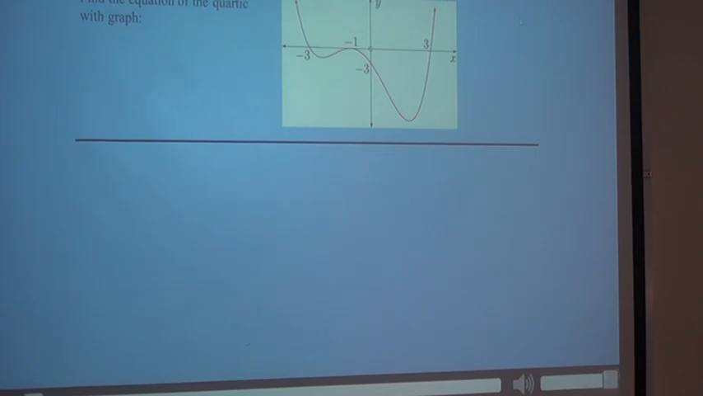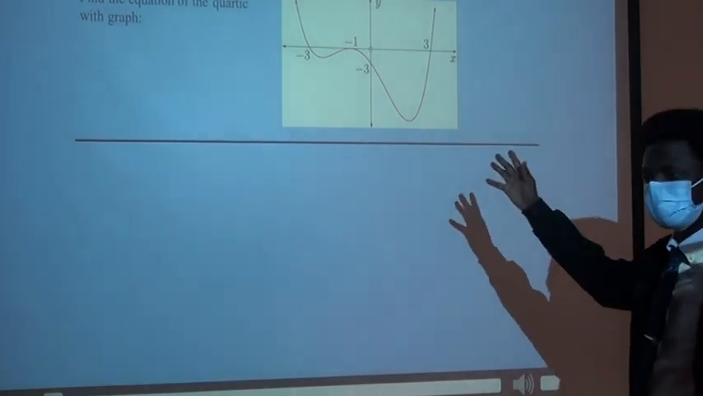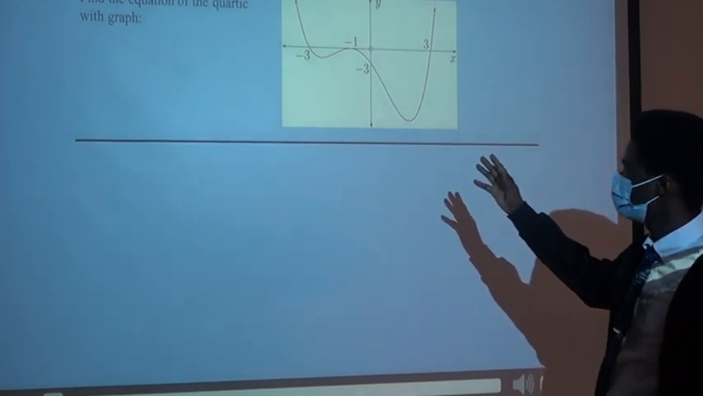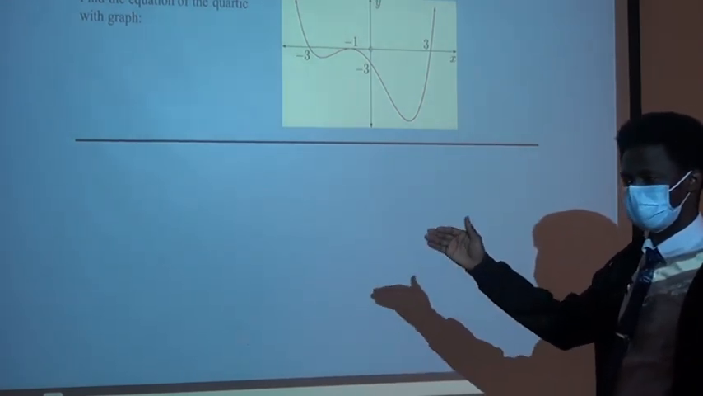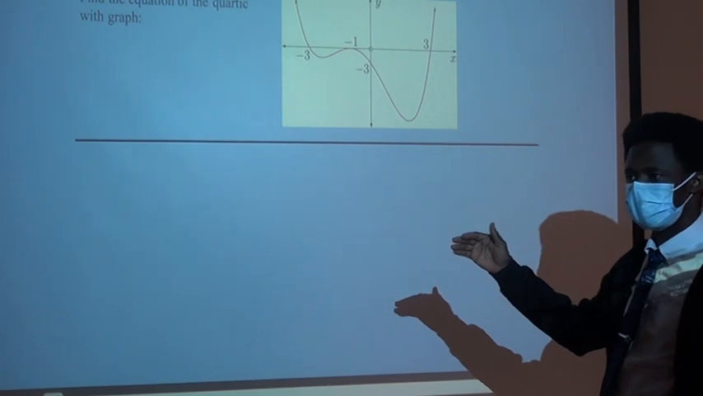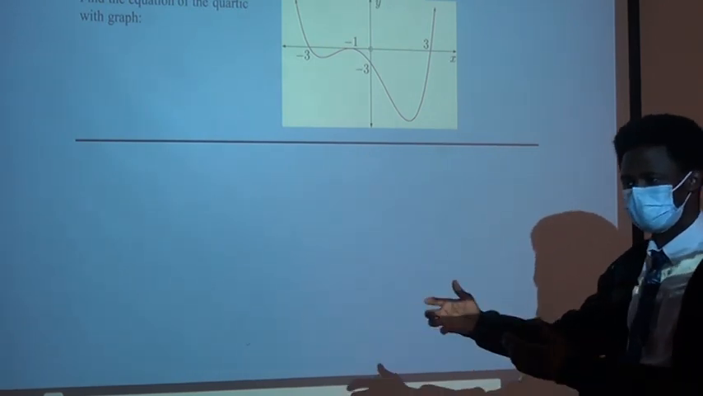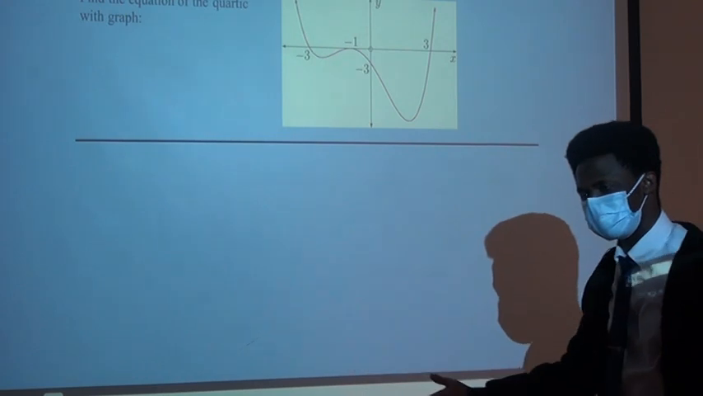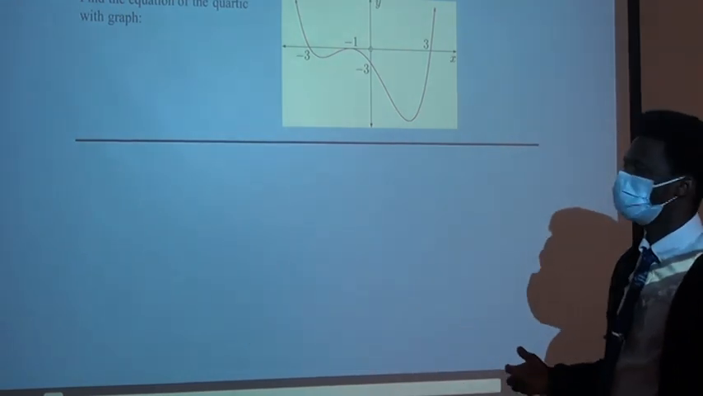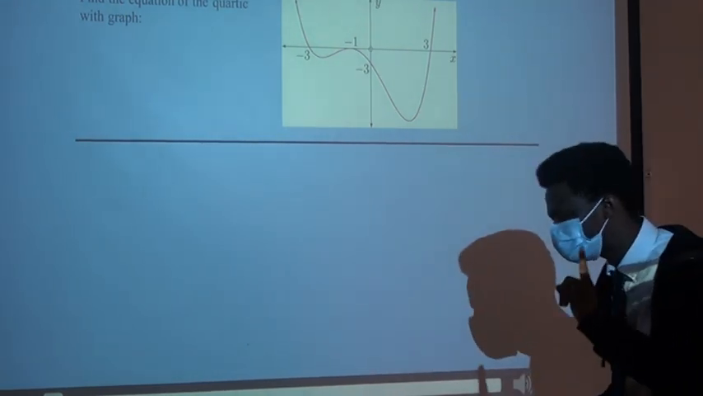In this example, we are asked to find the equation of a quartic. To find the equation, you need to start from the format, right? Let's reason it together. What would the format of this look like? Identify the x-intercept. Y is equal to, that's what I'm asking. Y is equal to, open bracket, a.